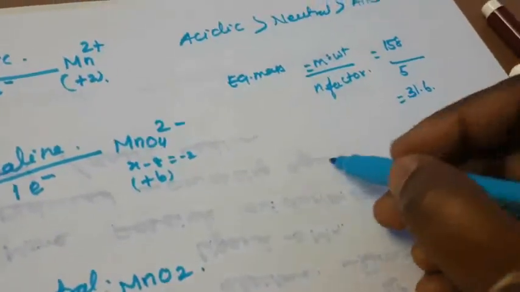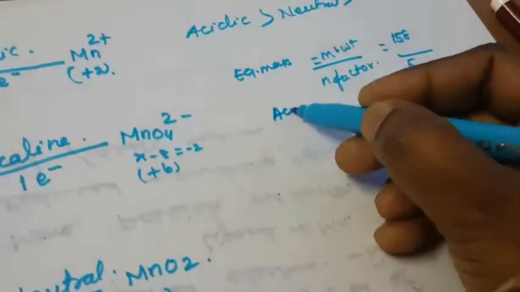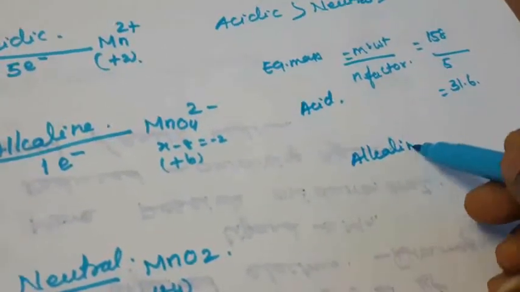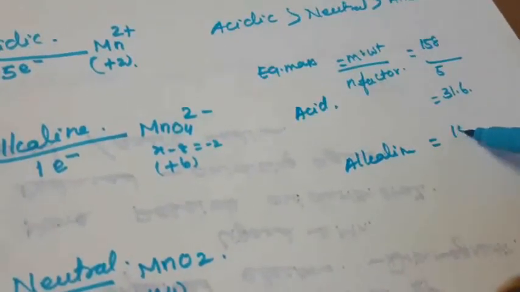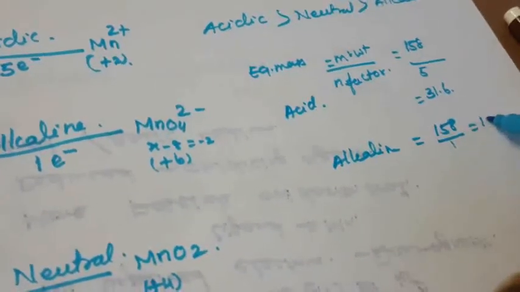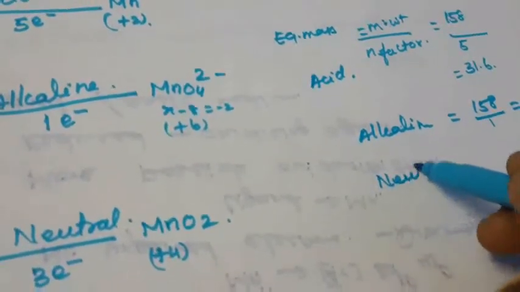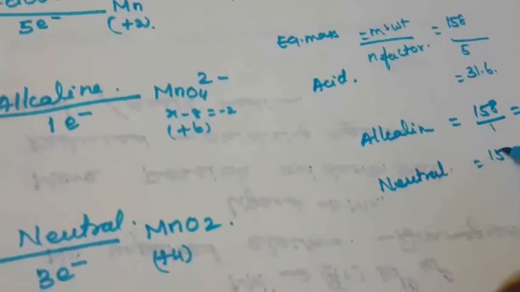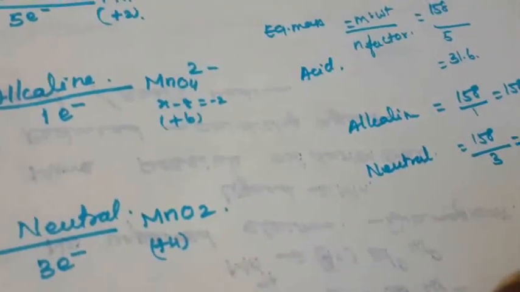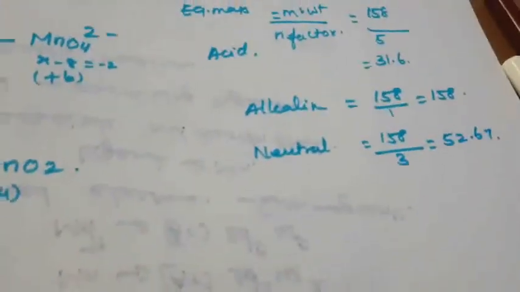So 31.6 in acid medium. Then alkaline medium: again 158, and only one electron, so the answer is 158. Then neutral medium: 158 divided by 3 electrons gives 52.67. So these are the three different values in the three media.